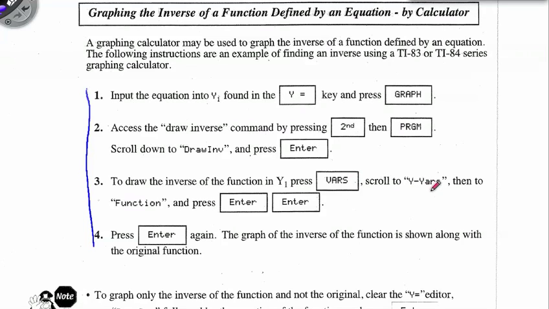To draw the inverse of the function that you entered up here, press the button or the option VARS. Scroll to Y-VARS, it looks like, and then to function and press enter. Press enter again, and the graph of the inverse of the function will be shown along with the original. So try that out. Enter in a regular equation, probably for a straight line would be the easiest thing. Maybe why don't you try something like the equation above, or whatever straight line you want to try.